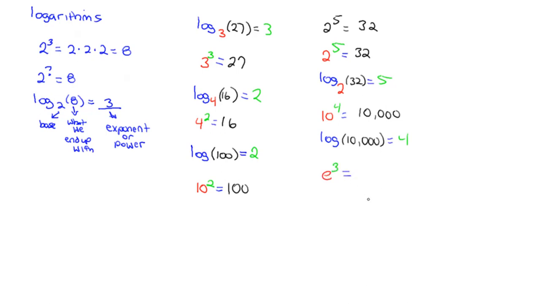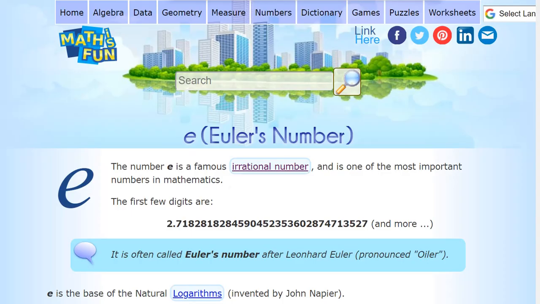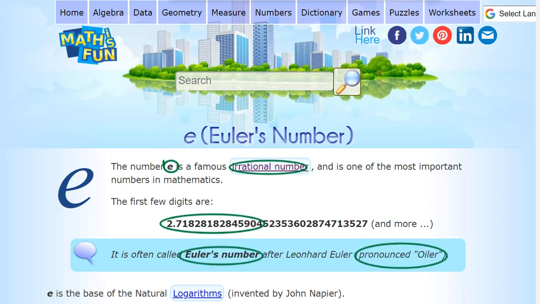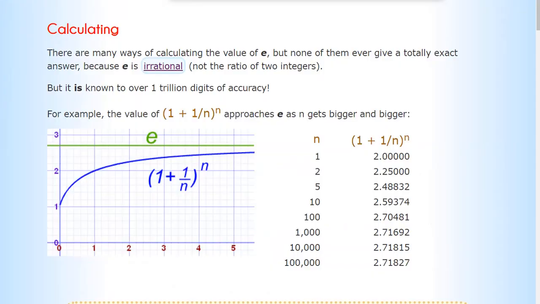e to the 3rd. What's e? Well, let's take a look at that because it's a special number. e is an irrational number, like pi. It goes on forever and never repeats. It's figured out in a way that we'll look at in a second. The first digits go like this, 2.71828. It's called Euler's number, after the guy who came up with it. This is how you calculate it.